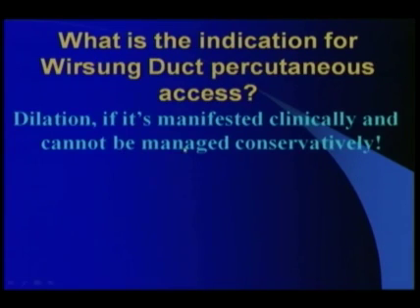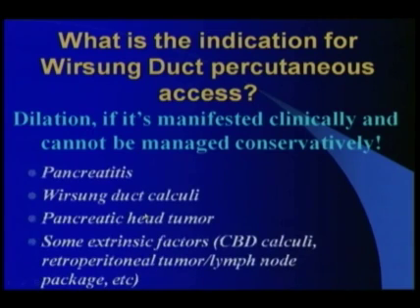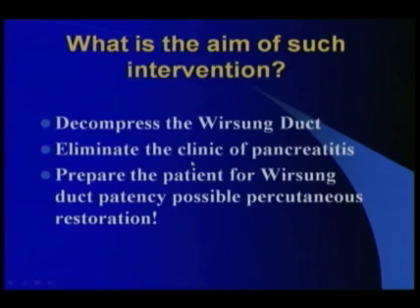What are the indications for Wirsung duct percutaneous access? Of course, it's Wirsung duct dilation, if it's manifested clinically and cannot be managed conservatively. What might be the cause of this? It might be due to pancreatitis, when a swollen pancreas obstructs the Wirsung duct, or Wirsung duct calculi. It might be due to a pancreatic head tumor, or some extrinsic factors like CBD calculi, retroperitoneal tumor, lymph node package, etc.